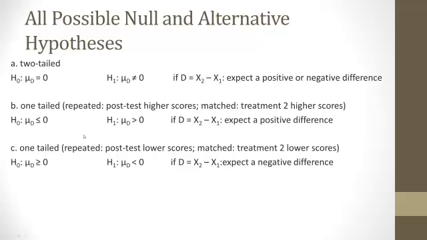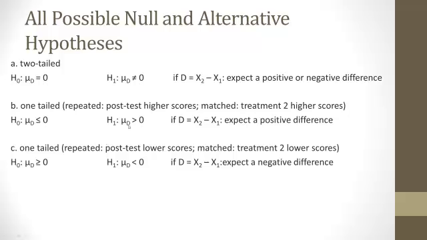One-tailed, if you're expecting that your post-test would have higher scores, if you're doing a repeated measures design, or that the second treatment, the second level of your independent variable, will result in higher scores on your dependent variable, then this is what your null and alternative would look like. So let's start with the alternative.